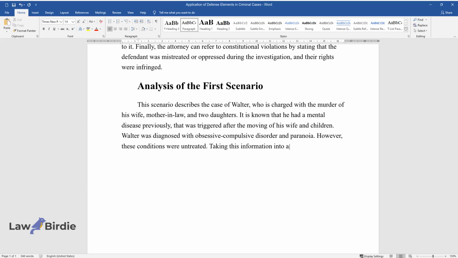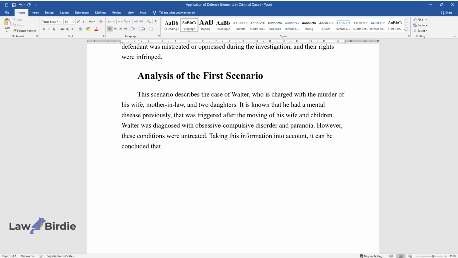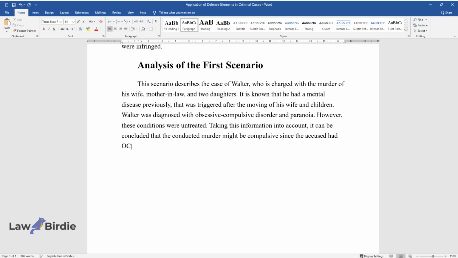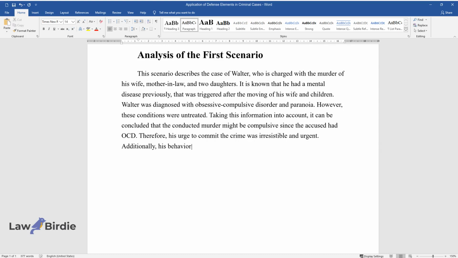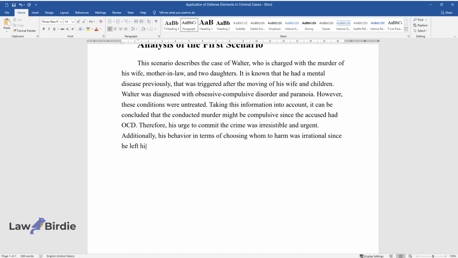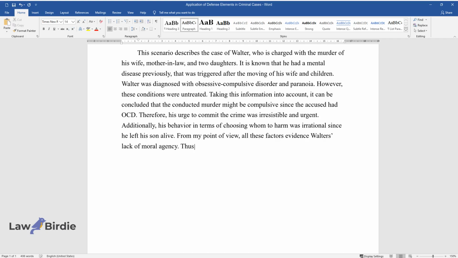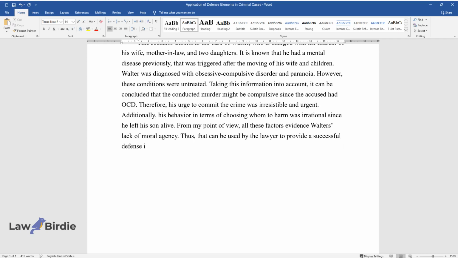Taking this information into account, it can be concluded that the committed murder might be compulsive since the accused had OCD. Therefore, his urge to commit the crime was irresistible and urgent. Additionally, his behavior in terms of choosing whom to harm was irrational since he left his son alive. From my point of view, all these factors evidence Walter's lack of moral agency. Thus, that can be used by the lawyer to provide a successful defense in this case.